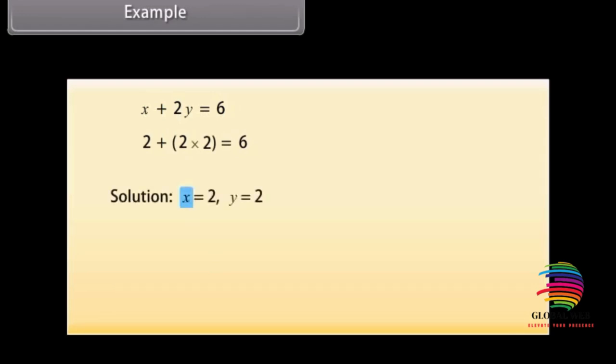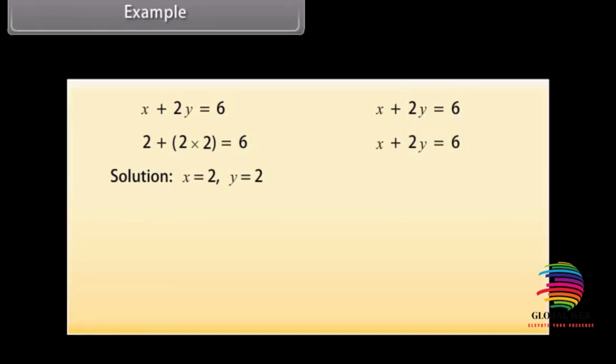Example. Let's now find four different solutions for this equation. By looking at the equation, we can say that x is equal to 2, y is equal to 2 is a solution because on substituting x as 2 and y as 2, we get the answer 6. Now let us choose x as 0. With this value of x, the given equation reduces to 2y as 6. And substituting y as 3, we get the answer 6. So, x is 0, y is 3 is also a solution for x plus 2y is equal to 6.